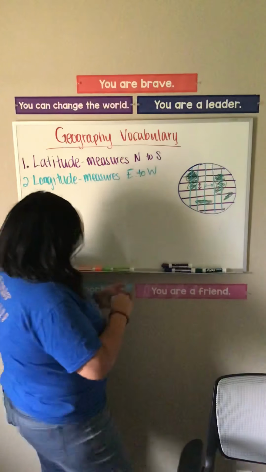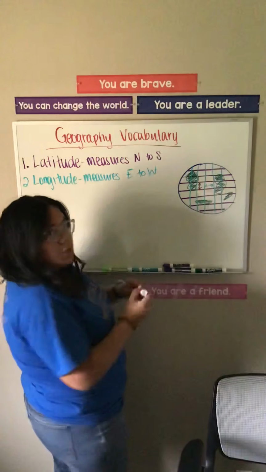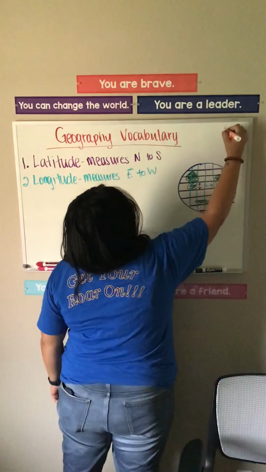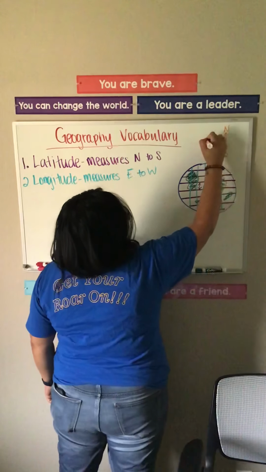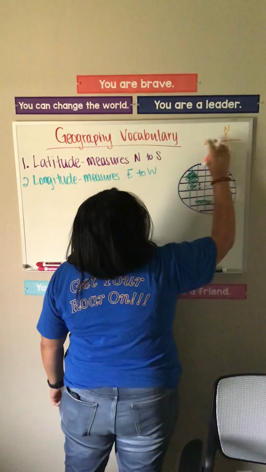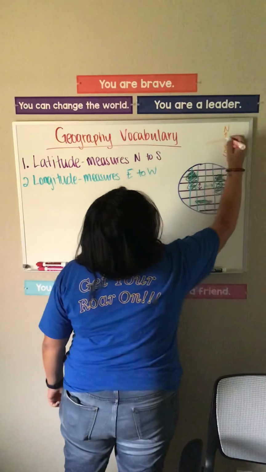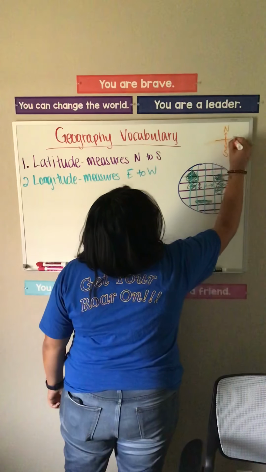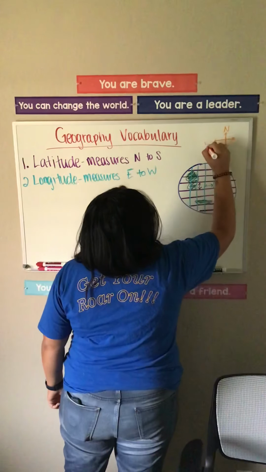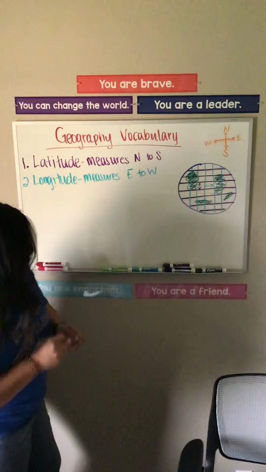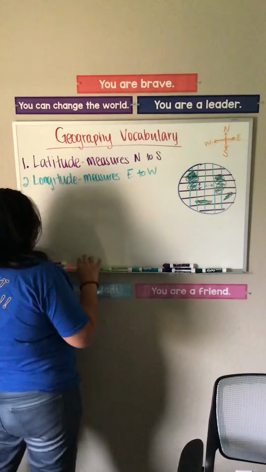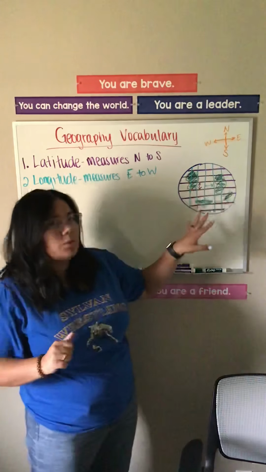Okay, and if you can't remember that, we can draw a little compass rose, right? So here's north, there's south, north, west and east, okay? So there's your little compass rose so you know which direction.